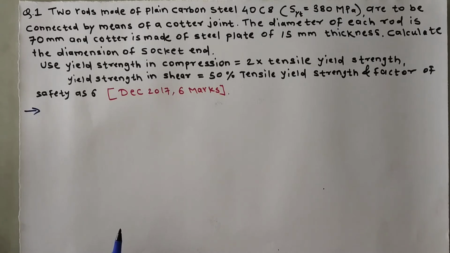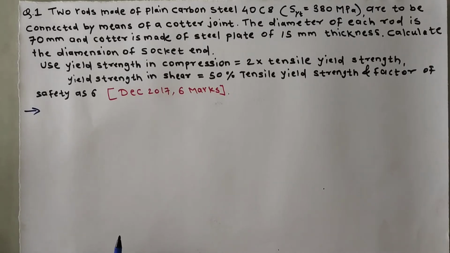Calculate the dimension of socket end. Use yield strength in compression as 2 times the tensile yield strength. Yield strength in shear will be equal to 50% of tensile yield strength, and take factor of safety as 6.